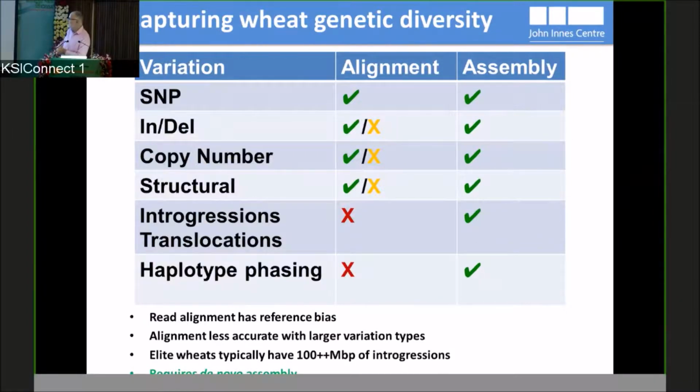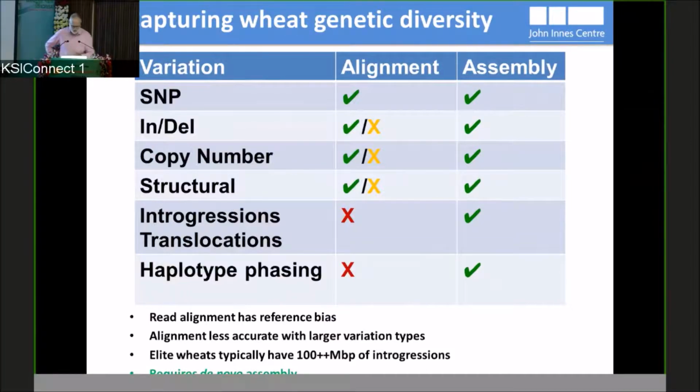Small insertions and deletions, similarly, you can detect by aligning a sequence read to a reference. But other sorts of variation, copy number variation, structural variation, small scale, and large introgressions and translocations, which happen a lot during wheat breeding and during wheat evolution, you just can't find those by aligning to a reference. And finally, haplotype phasing, that is the inherited order of a conserved set of sequence polymorphisms, you cannot determine at all by aligning to a reference. You need a de novo assembly for these.